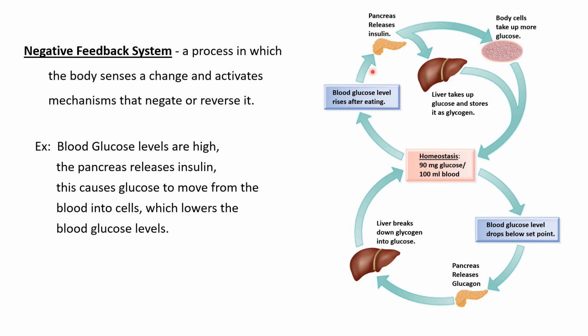And you know, if maybe there's a problem with maintaining homeostasis for glucose levels, someone might have diabetes. So here, what could happen is your blood glucose could drop below a certain set point. And if that happens, your blood glucose level is low, your pancreas releases a hormone called glucagon. And glucagon causes the liver to break down glycogen back into glucose, and that raises your blood glucose back to this set point.